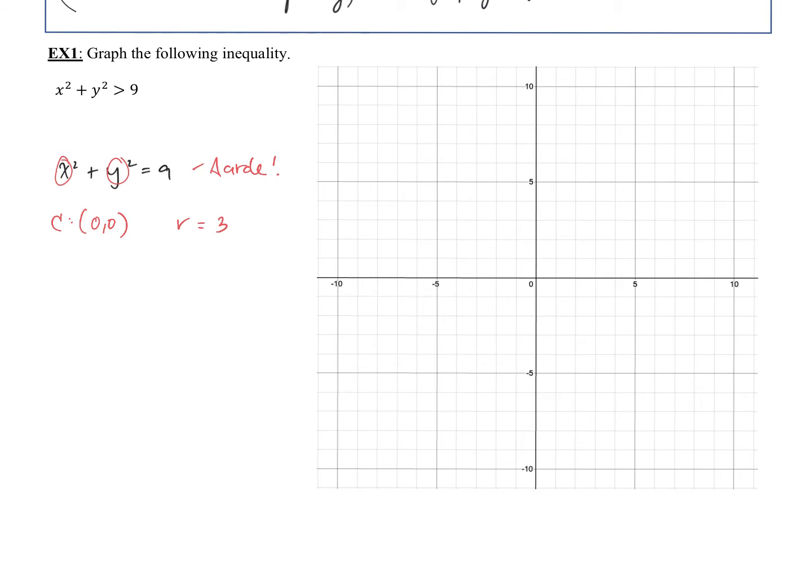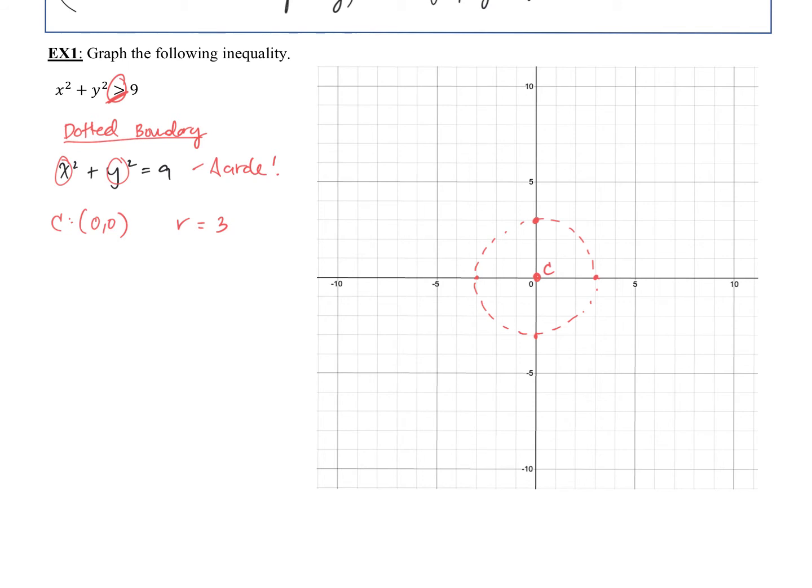So let's go ahead and graph that, but first, do we have a solid or dotted boundary line? Because this is an inequality without the equal to symbol on the bottom, this is going to be a dotted boundary. We're not going to write dotted line because it's not a line. Remember, this is a circle. So center at 0, 0, and radius of 3. Up 3, down 3, left 3, and right 3. And then I'll go ahead and dot in my circle.